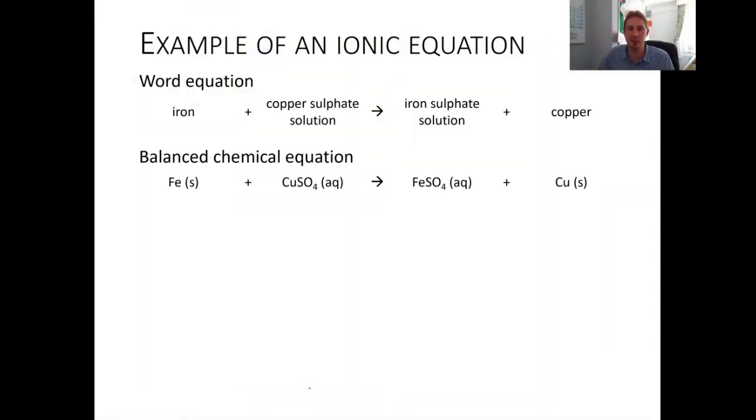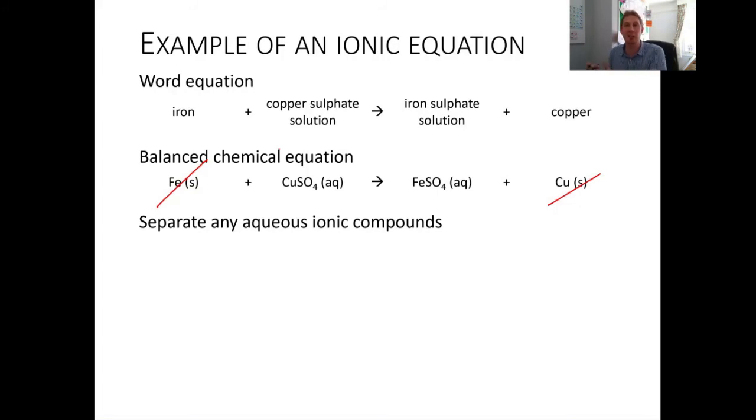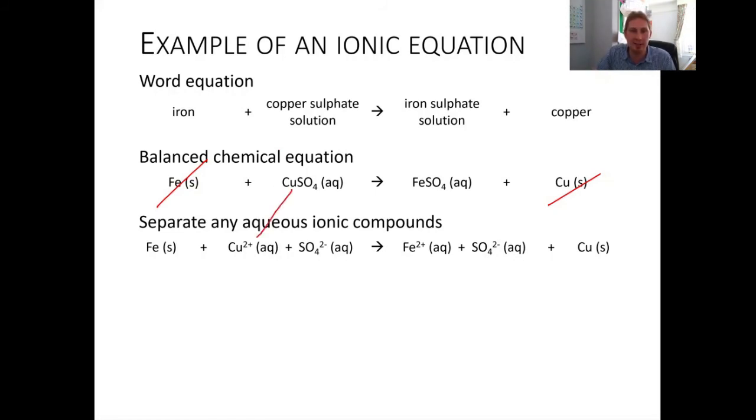So here's my example. Iron and copper sulfate, iron sulfate and copper. Iron is just that. It's iron. We don't do anything with it. We don't do anything with the copper. But these things, copper sulfate is copper and sulfate. Iron sulfate is iron and sulfate. So we split those up. And this is why we need to know the ions. We need to know that copper is 2+. Sulfate doesn't get split up, it is SO4 2-.